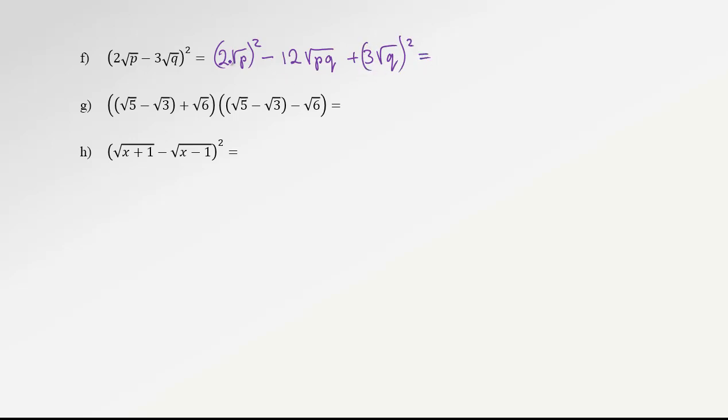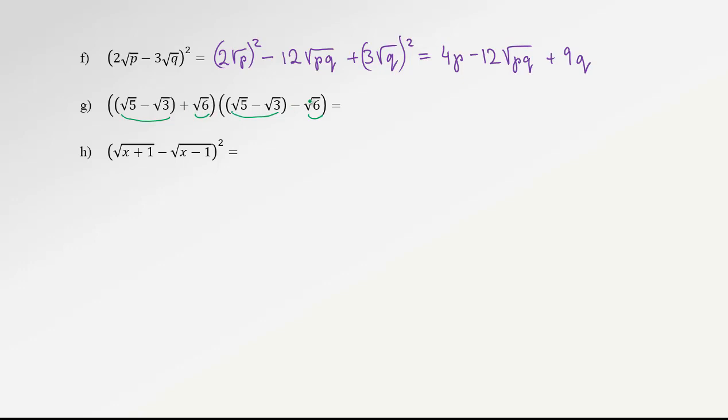Okay, let's perform those squares. So we have 4 and the square of root p is just p, 4p, minus 12 root pq, and plus 9 and just q. Okay, the following example looks really big, but again, can we apply special formulas to help ourselves? Well, yes. This first term, the whole bracket, is exactly the same, and the last term is exactly the same.